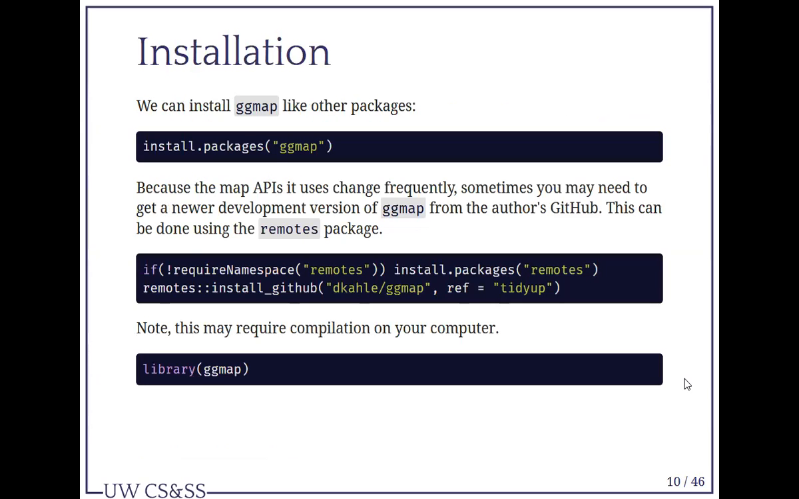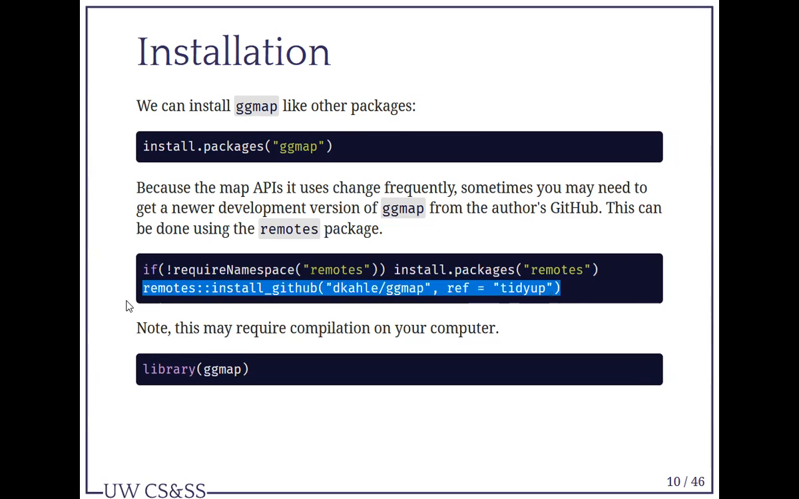So installation, we can install ggmap just like other packages. But because the map APIs it uses change frequently, sometimes you may need to get a newer development version of ggmap from the author's GitHub directly. This can be done using the remotes package. If you run this little piece of code, it will basically say if you don't already have this installed, install it, and then run it to give you the library to use remotes.